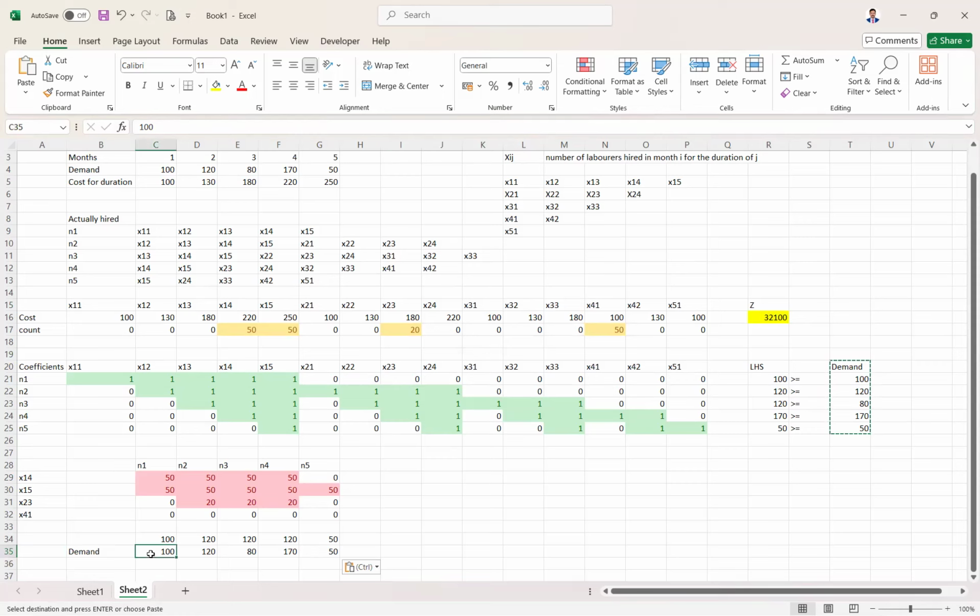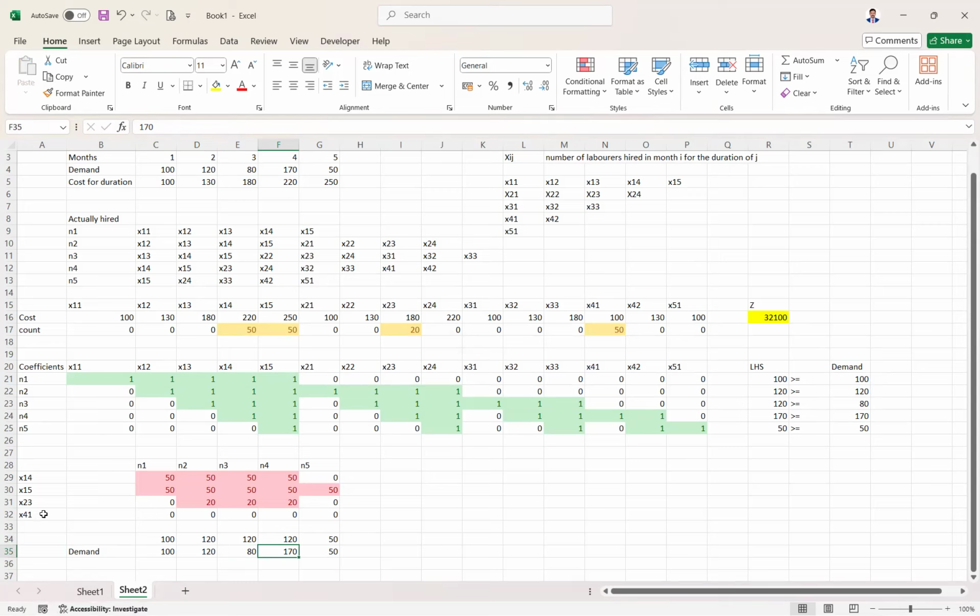Demand is 100, 100 is met. Demand is 120, 120 met. Demand is 80, 120 are kept. Why? These 120 are retained for the next month, so the economies of scale for the employment are utilized. Next, 170. 170 is your demand. Where did we go wrong?